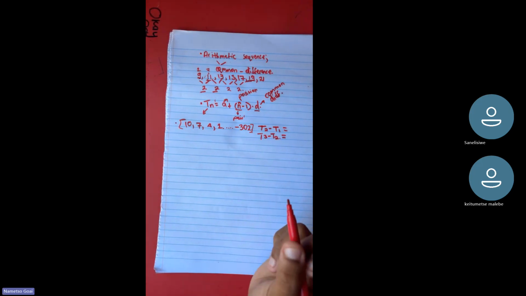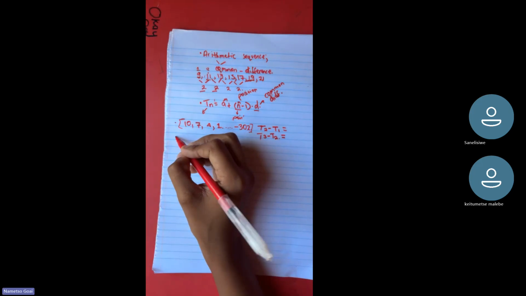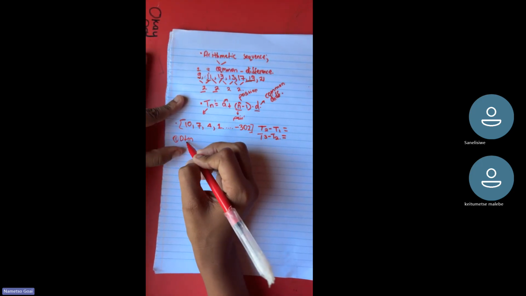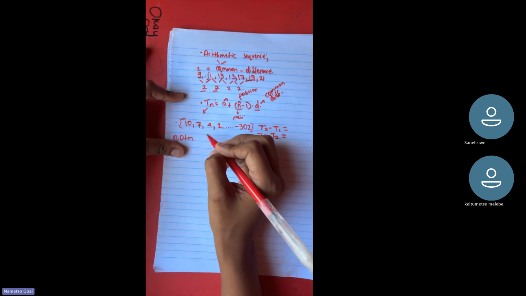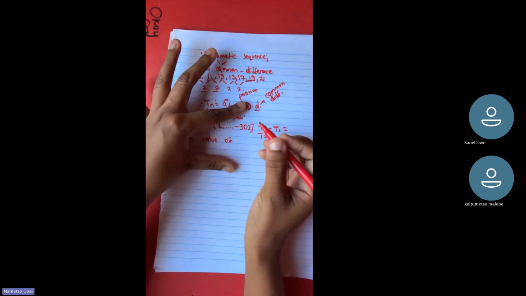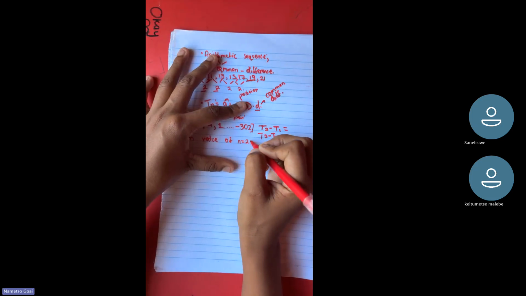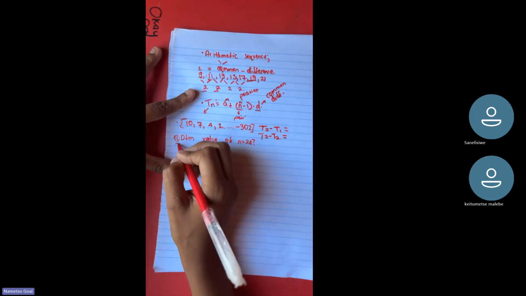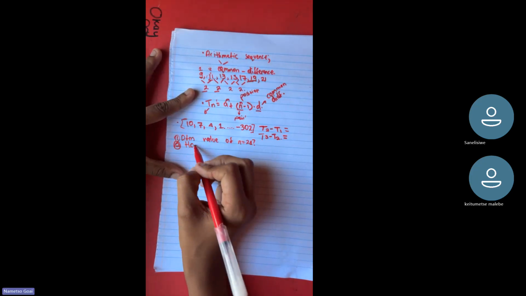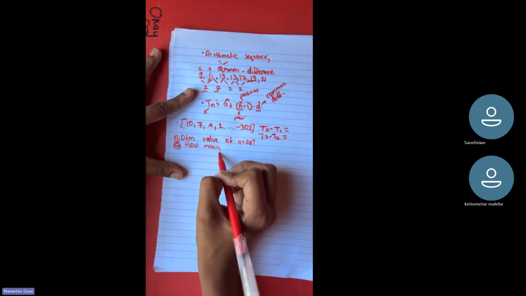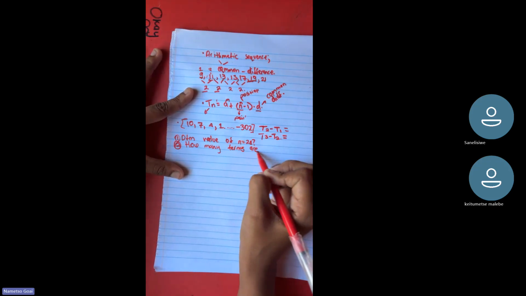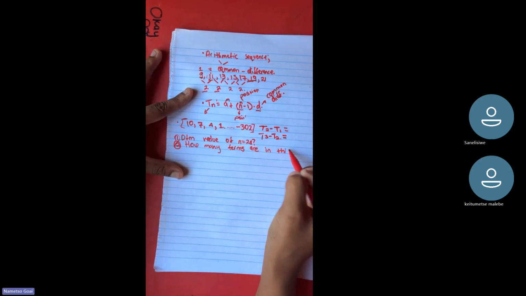Okay. And number one, I'm just going to write down the questions. Determine the value of T21. And for the second one, they're asking how many terms are in this sequence?